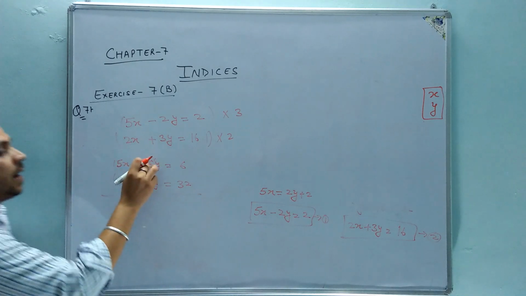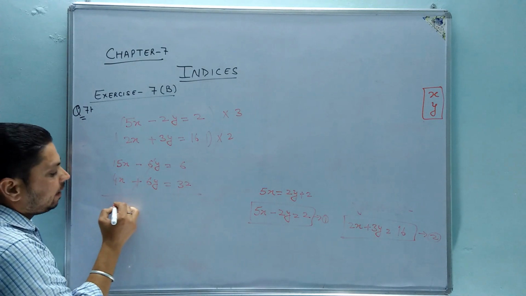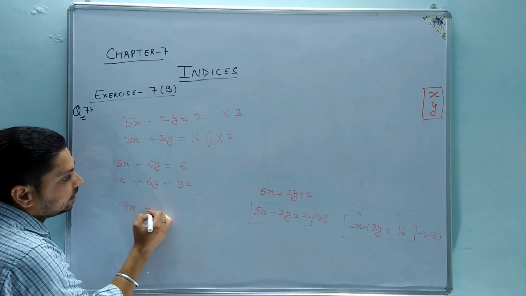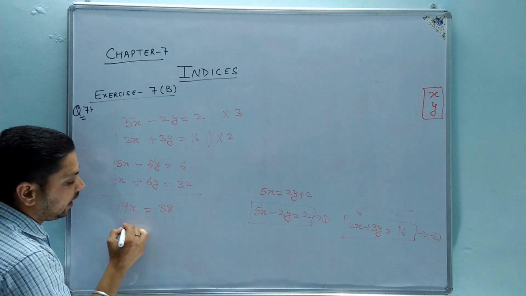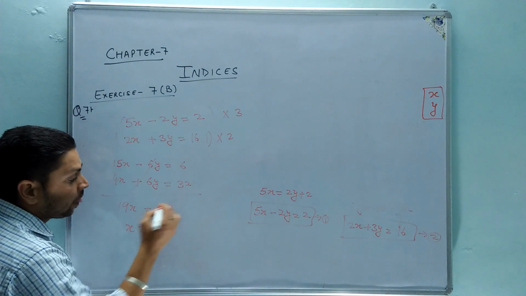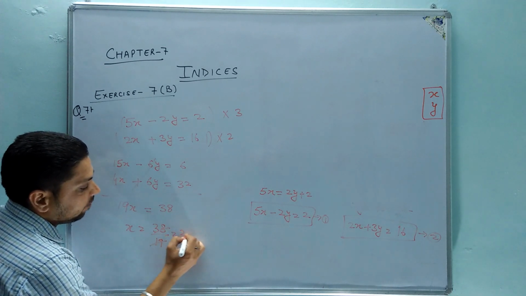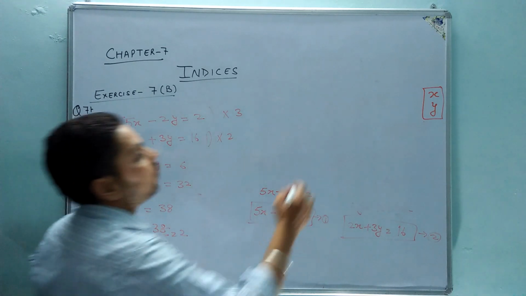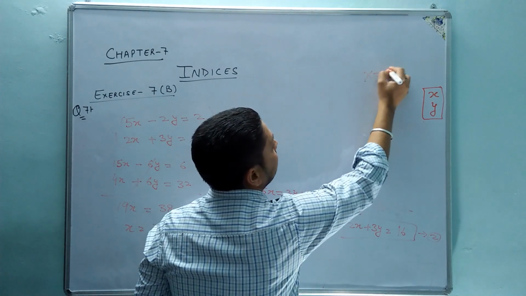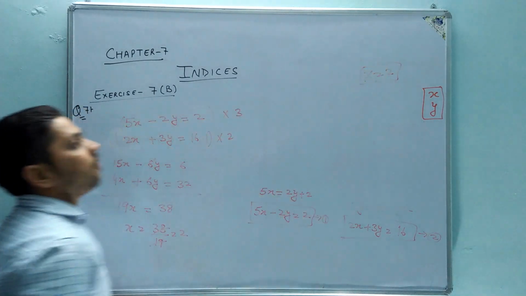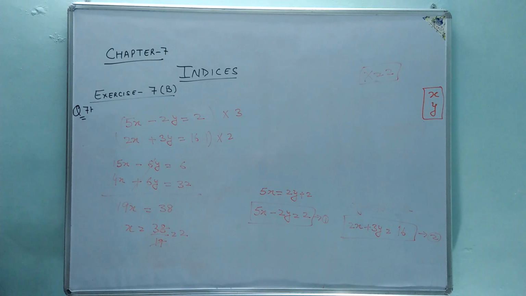Add them: minus 6y plus 6y will cancel. It will give you 19x is equal to 38. That is x is equal to 38 upon 19, cancel, we have x is equal to 2. So the first value is x is equal to 2.